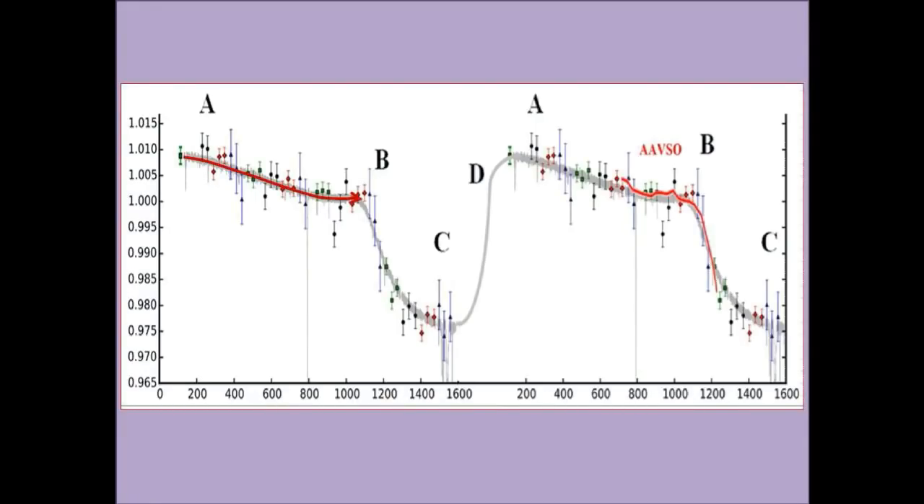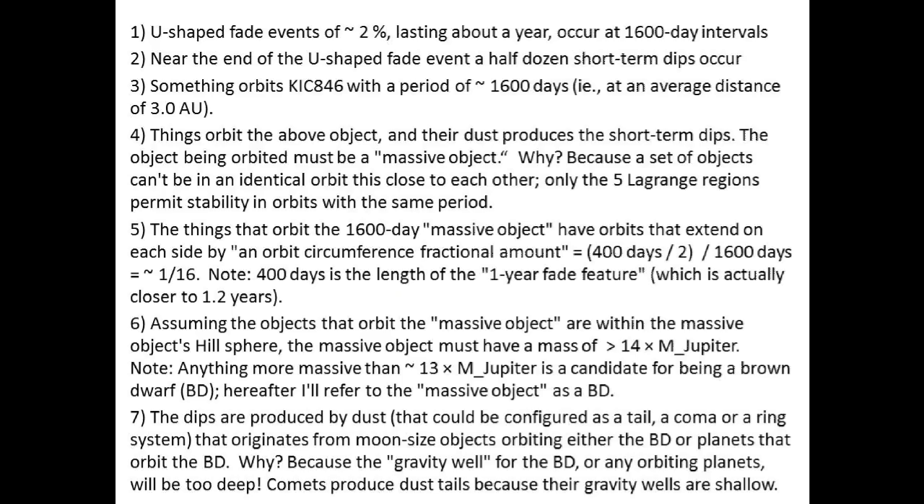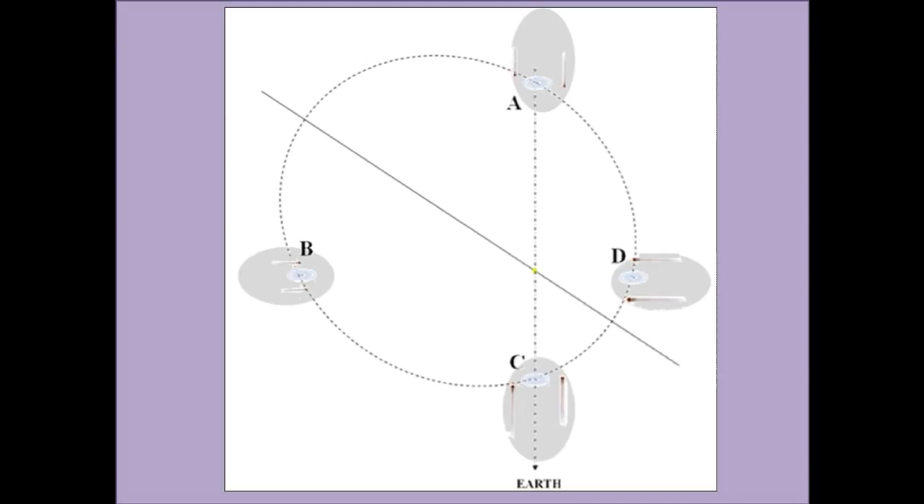So in our earlier video dated October 15th, 2017, we went over Bruce Gary's and his colleagues' new transit model that was based on this repeating profile. And they stated that this profile is caused by a large object that is approximately 14 times the size of Jupiter, close to being a brown dwarf, and that this huge object itself is being orbited by other objects that are producing dust, comas, and huge ring systems. A rendition of that is shown here.